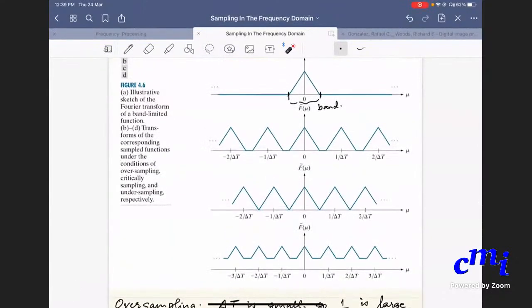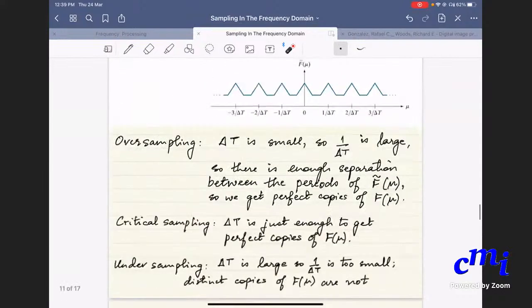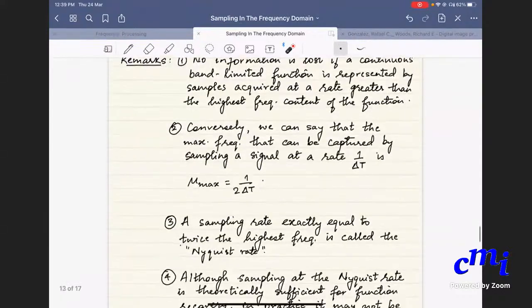Suppose you know the sampling rate. If you know your sampling rate is 1 over delta t, then the maximum band that you can capture with that 1 over delta t is given by 1 over twice delta t. This can be the maximum bandwidth that you can capture with your sampling. That's another way of interpreting the same statement.